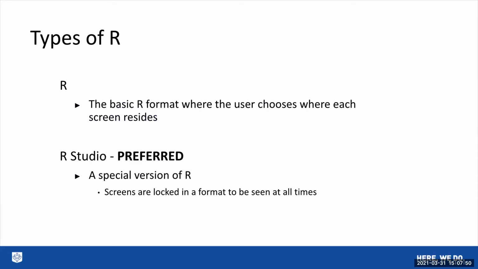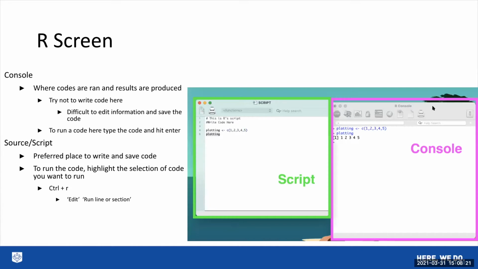So yeah. There's 2 types of R. So you have the standard format R, and this is just the most basic form. And here you can choose where each of your screen resides. We'll touch more on that later. And then the most preferred type of R is R Studio. This is a special version. And in here you have essentially one window and both screens are locked into a format and you can see them at all times. Again, this is just really preferred. It's more organized and it's easier to see and visualize everything.